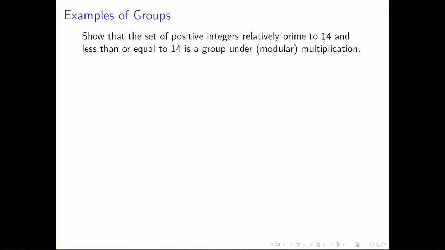One more example for now. Another important example that we'll generalize in the next video. Let's show that the set of positive integers relatively prime to the number 14 and also less than or equal to 14 is a group under the operation of modular multiplication.